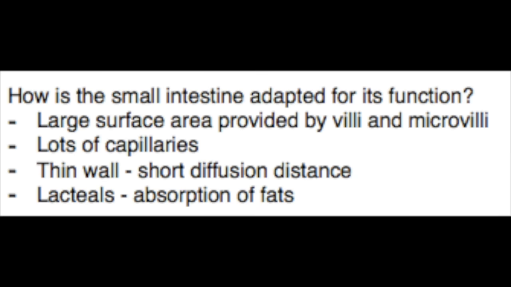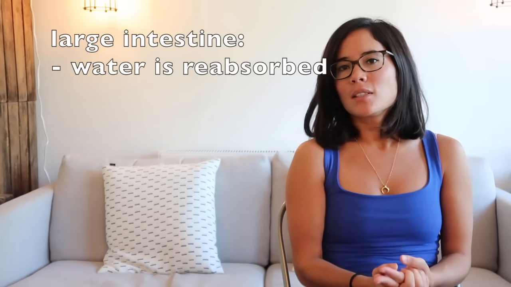So yeah, microvilli help increase the surface area further. You've got a short diffusion distance, you've got a plentiful supply of blood capillaries, and you've also got the presence of lacteals, which are for fat absorption. So the small intestine is extremely adapted for its role. So once all that food has been absorbed and you've just got the leftover undigestible food, it passes into the large intestine, and here water is reabsorbed into the blood.